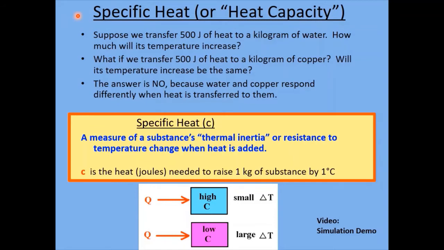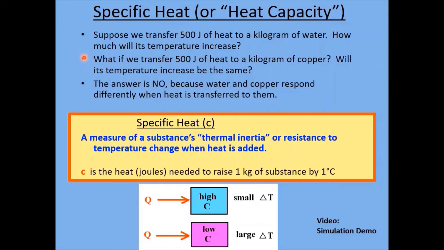Let's now turn to something called specific heat, or it's also known as heat capacity, or sometimes specific heat capacity. It all depends on the textbook that you're using. Let's ask a question here. Suppose we transfer 500 joules of heat to a kilogram of water. That's a liter of water, by the way, a kilogram. Now what will happen? Well, obviously the water is going to warm up somewhat, right? We're adding heat to the water, so its temperature is going to increase. The question is, how much will its temperature increase? By how many degrees? We would like to know this.